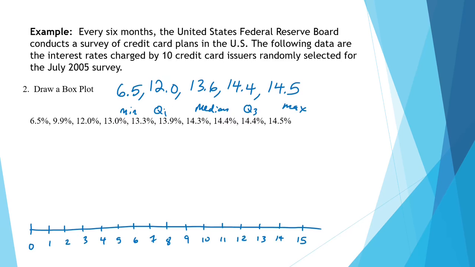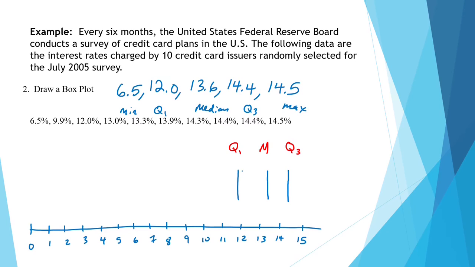Now the first thing we need to draw is Q1, the median, and Q3. Q1 is 12, so I'm going to draw a vertical line at 12. The median is 13.6, so that's going to be between 13 and 14. We'll draw a vertical line between 13 and 14. Q3 is 14.4, so that's going to be between 14 and 15. Remember, this vertical line represents Q1, this vertical line represents the median, and this vertical line represents Q3.